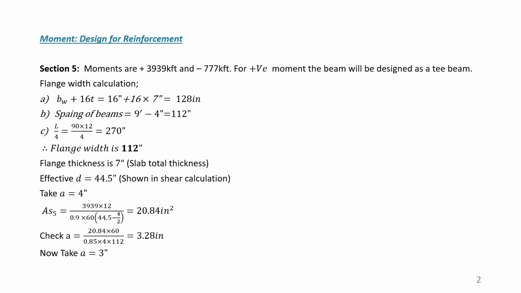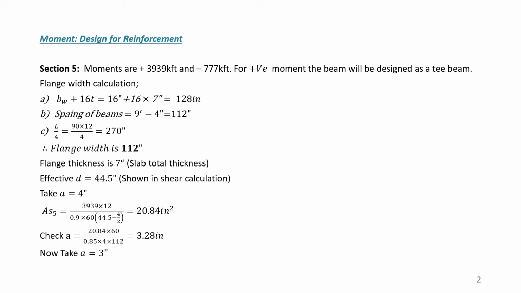We can take a equal to 3 inch, and with this 3 inch a value, As is equal to again 3939 times 12 divided by 0.9 times 60 times 44.5 as d minus 3 by 2, and that gives us a steel area value of 20.4 inches square. Now we check this one again. The a value is checked and we got a value of 3.2, which is very close to the chosen one, so we will keep this steel area as 20.4 inches square.